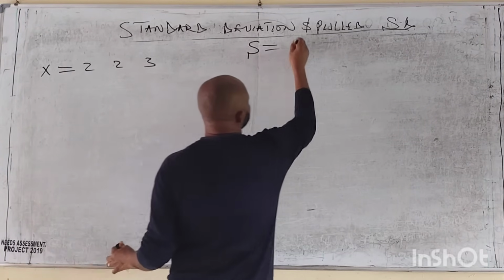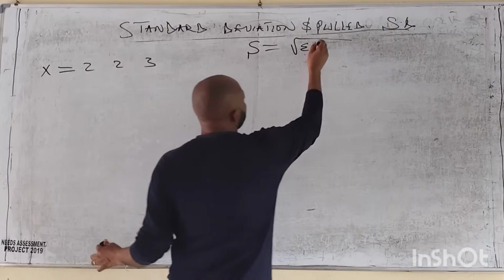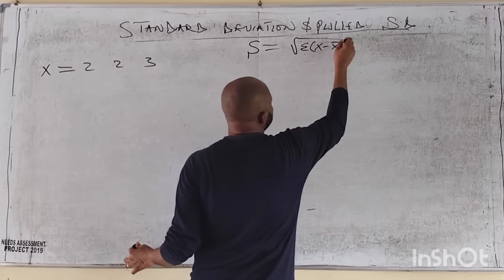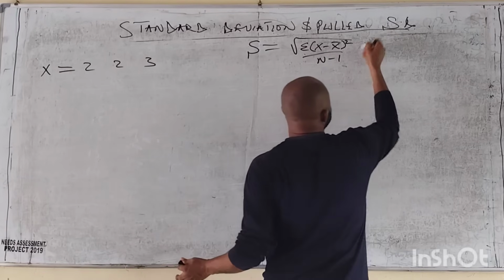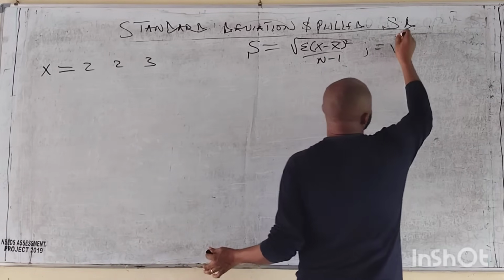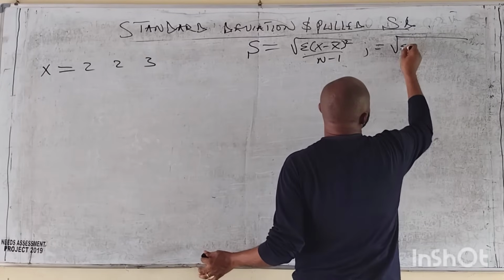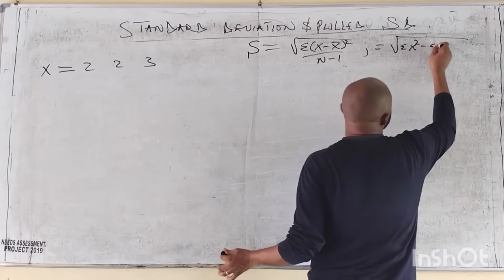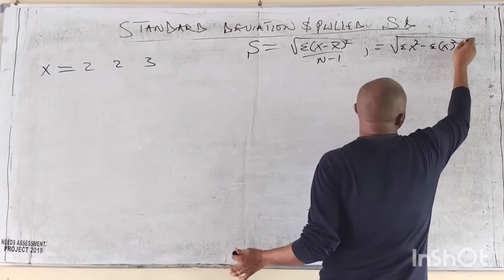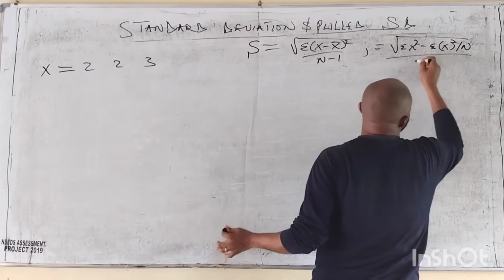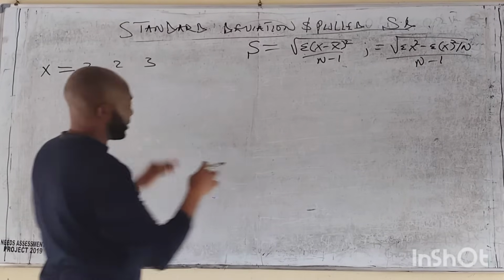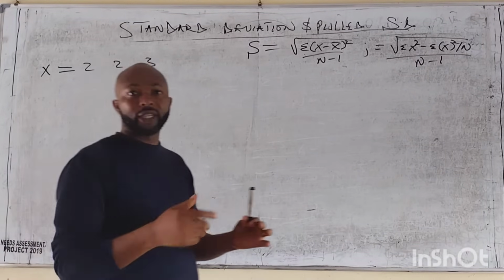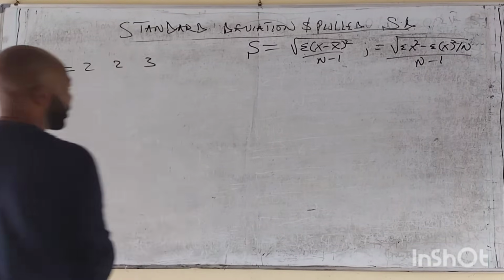s is equal to the root of the summation of x minus x bar squared over n minus 1, and we also have s is equal to the root of the summation of x squared minus the summation of x, squared, over n, all over n minus 1. So we're going to use the two of them to ascertain if we're going to get the same thing. So let's proceed further.